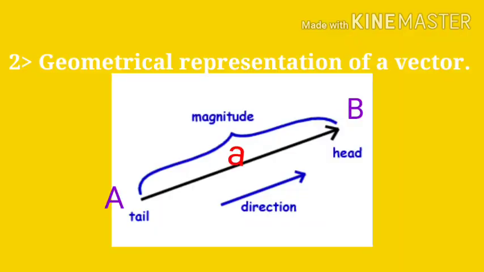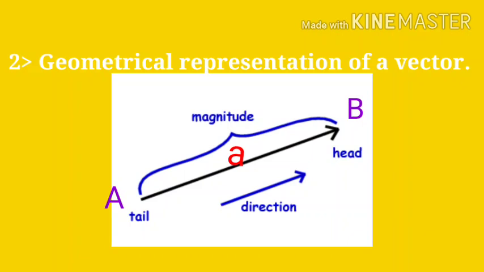Now the geometrical representation of a vector. To represent a vector, we can use a straight line with an arrow. The straight line represents the magnitude of the vector and the arrow represents the proper direction. In the figure, A is called the initial point and B is called the final point.